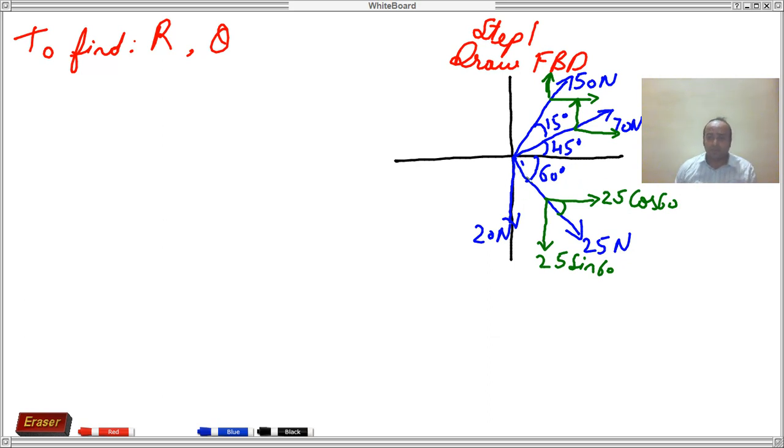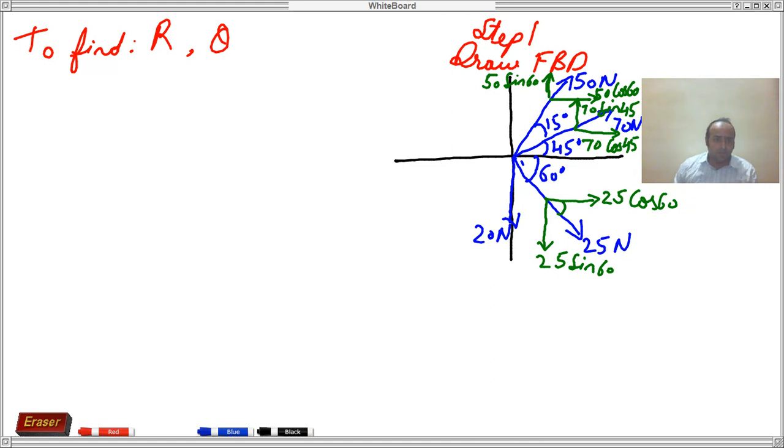In the same way the other forces will be written. Here it is 70 cos of 45. Same way over here 70 sin of 45. Here it will be 50 cos of 60. The angle is 60, and here it will be 50 sin of 60. This was step 1, which carries 1 mark.